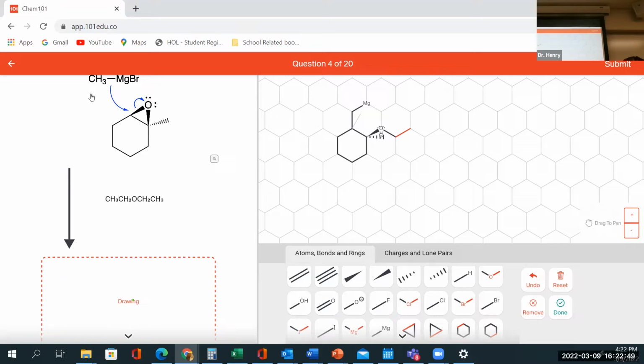Okay, so you're saying that in this case, this guy is going to be a cation, so it's going to be a plus. No. Keep saying on the cyclohexane.